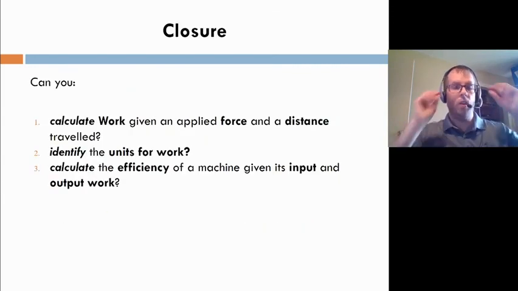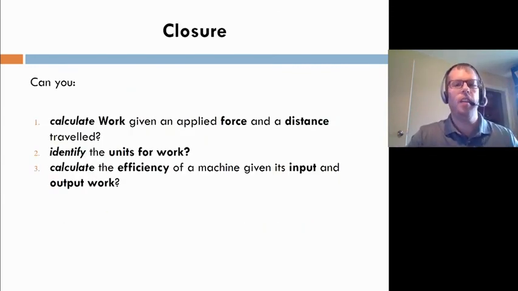All right, so to wrap things up today, calculating work given an applied force and a distance traveled. You'll need to know that the work formula is work equals force multiplied by distance. The force needs to be measured in newtons, and the distance should be in meters. There's the odd time that you could have it in centimeters, but for the most part, it'll be newtons multiplied by meters. You should also recognize that the units of work are newton meters or joules.